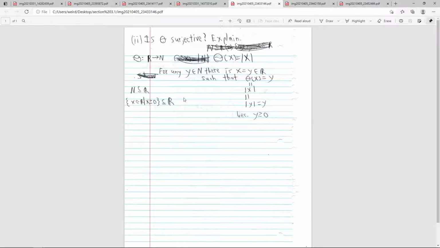Just for a note of how that N is. But yeah, so for any y in N, there is x equals y in R, such that theta of x equals y. So the proof goes from here, that means that theta of x equals absolute value of x, which is equal to absolute value of y, which is equal to y. So y equals y, and that's due to y being greater than or equal to 0.